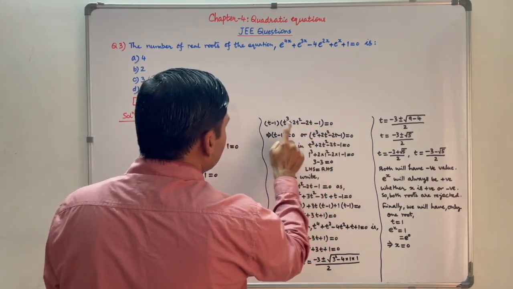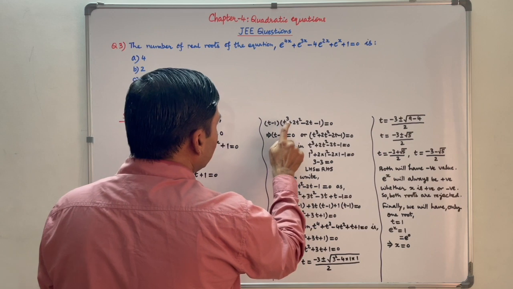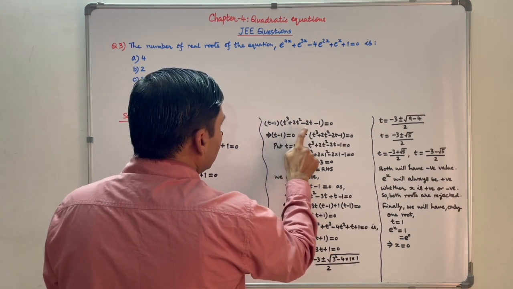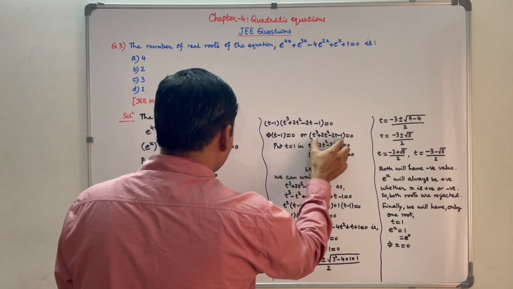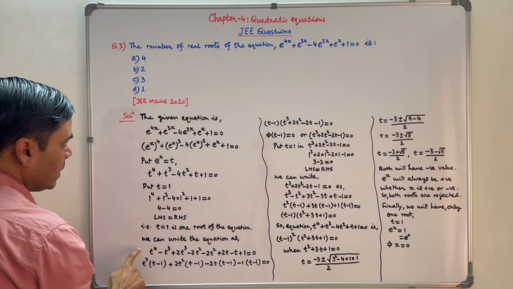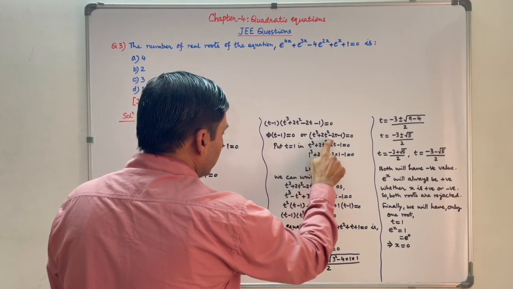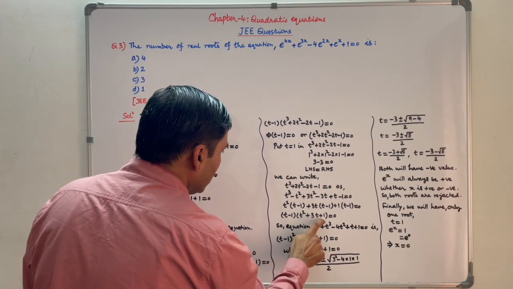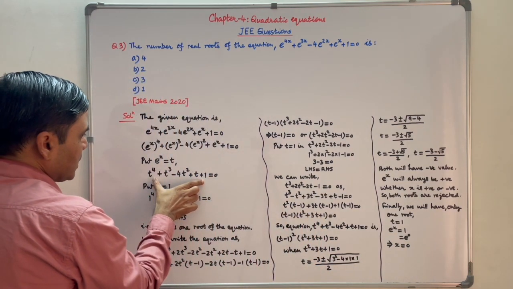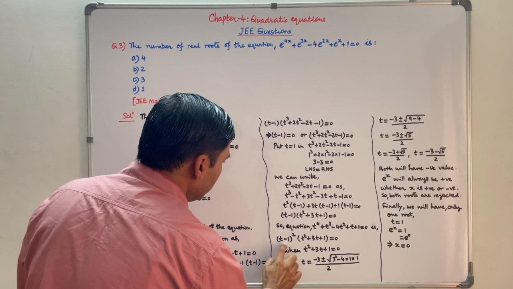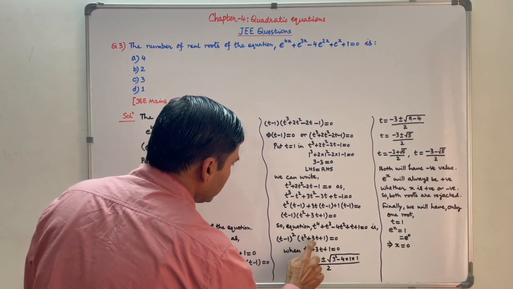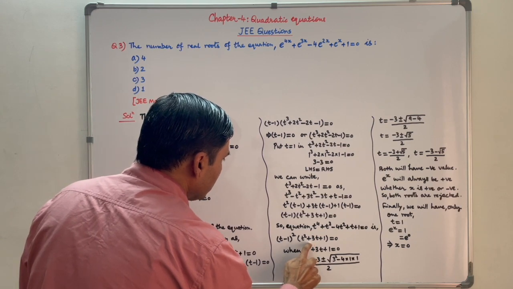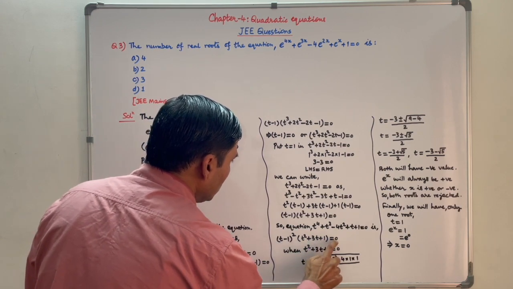Now this equation means either t minus 1 is 0 or t cube plus 2t square minus 2t minus 1 is 0. Now we can factorize this expression following the same method starting from here. So this will be factorized as t minus 1 into t square plus 3t plus 1. So this expression is factorized as t minus 1 into t minus 1 into t square plus 3t plus 1. Now we can easily get roots of this equation t square plus 3t plus 1 is equal to 0.